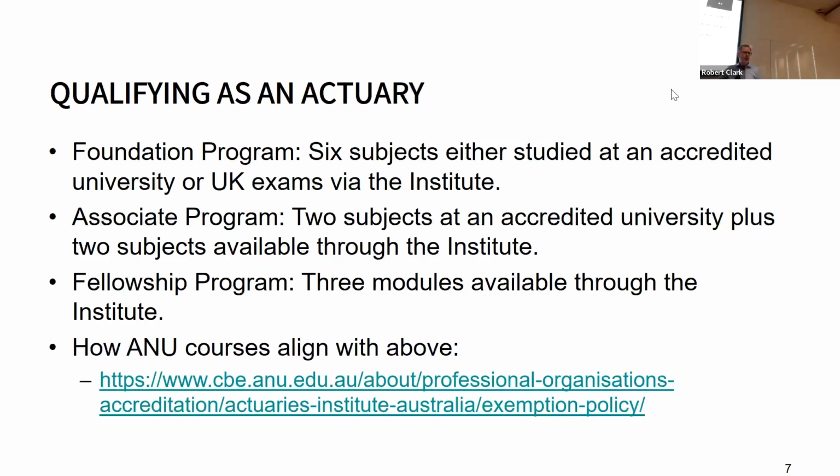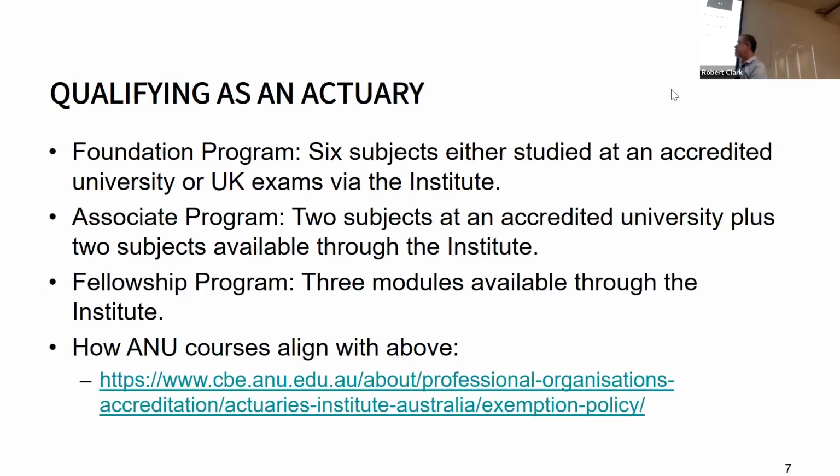To get to the associate program, you need to do a further 2 subjects at an accredited university. Plus, you have to do another 2 subjects that you have to do through the Institute, not through ANU. For the fellowship program, there are 3 modules available through the Institute for getting those qualifications that way.